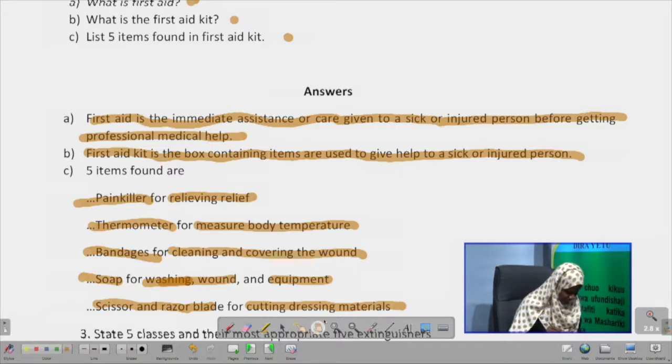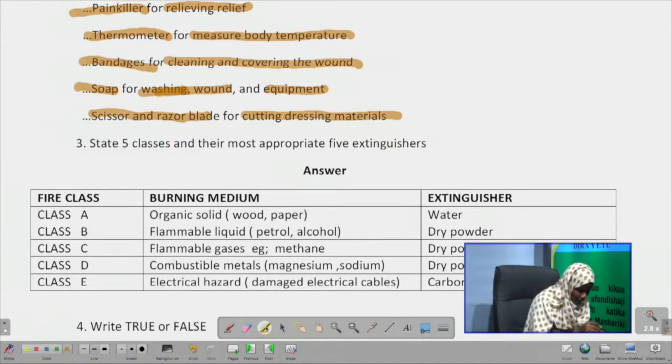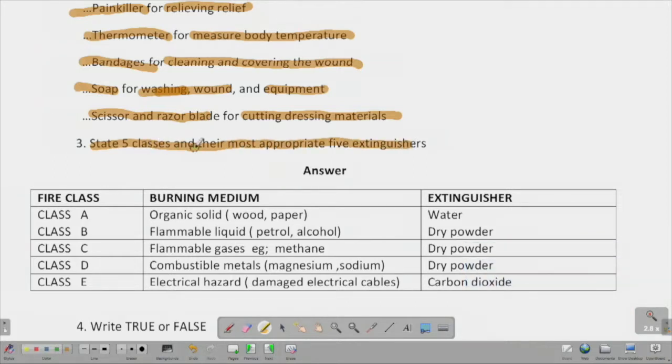Okay, let's see the third question here, and it says, state five fire classes and their most appropriate fire extinguishers.